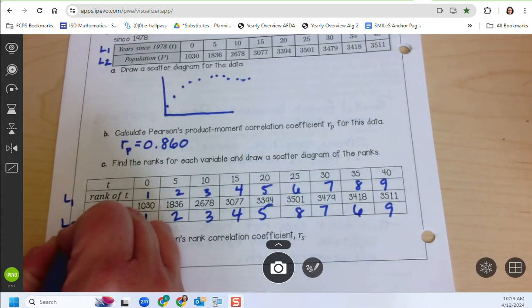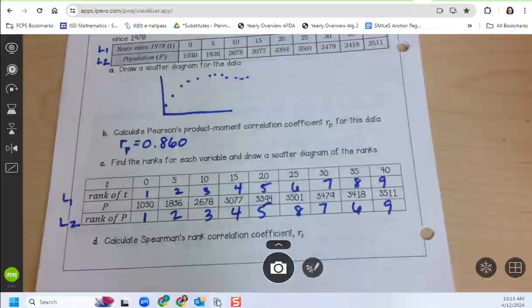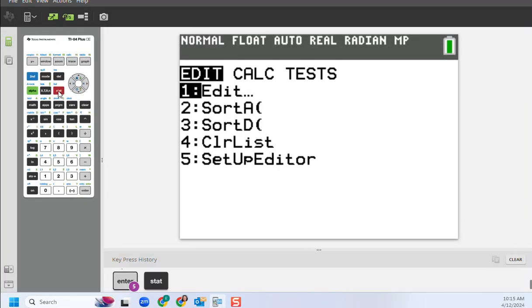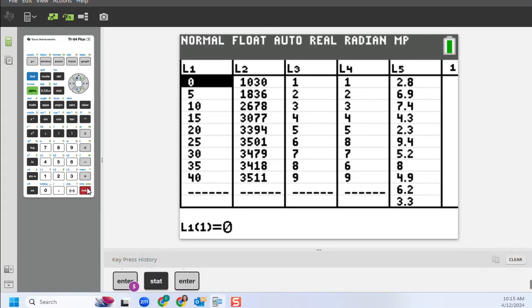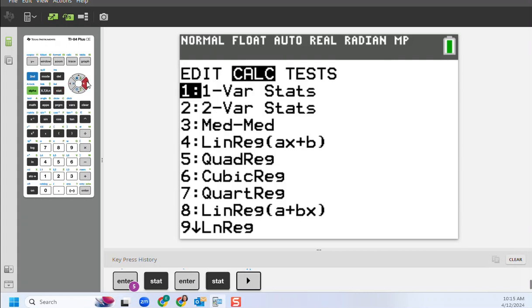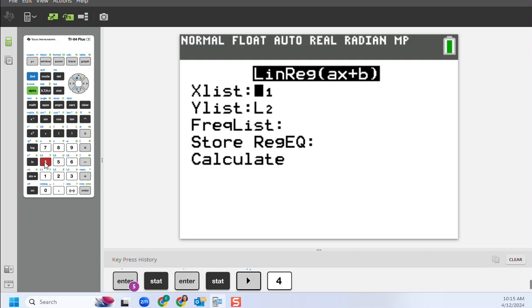All right, so just because I wanted to be ready ahead of time, I put those values in my list 3 and my list 4. But you guys, you can clear your list 1 and list 2, and you can keep them in list 1 and list 2. But because they're in list 3 and list 4, when I do stat calculate linreg, then I have to change these to list 3 and list 4. You don't have to do that if you just clear out your lists. So list 3, and then list 4.